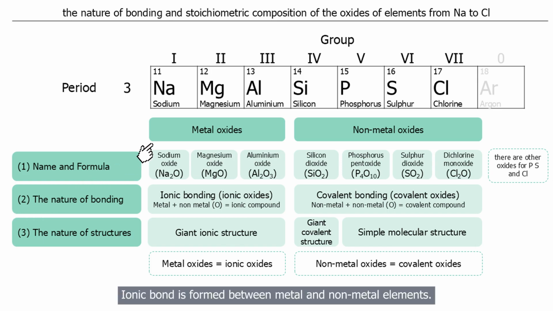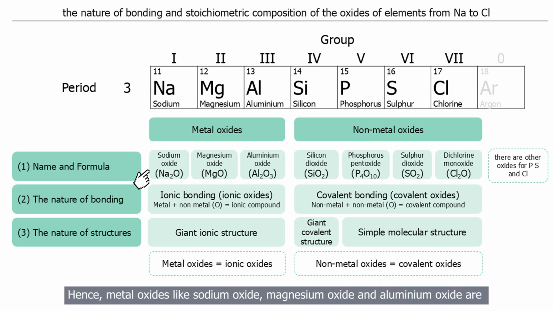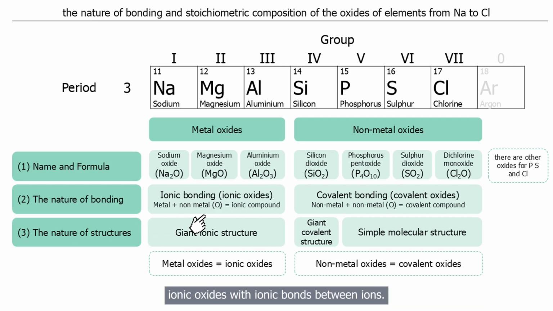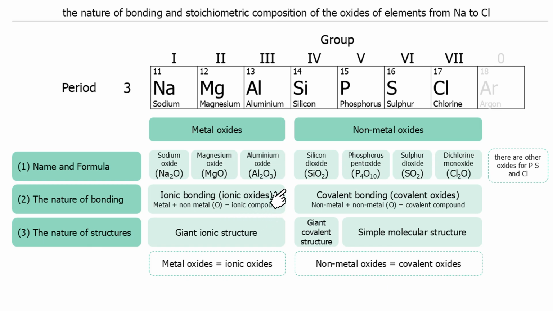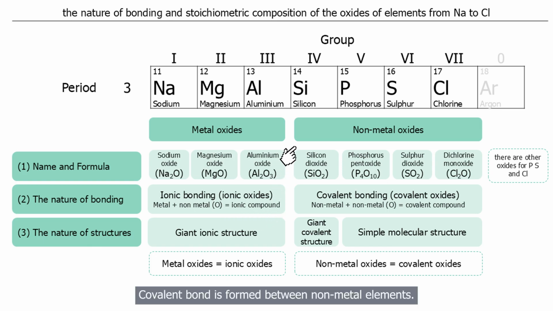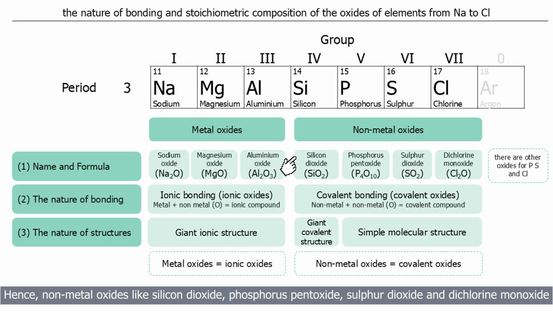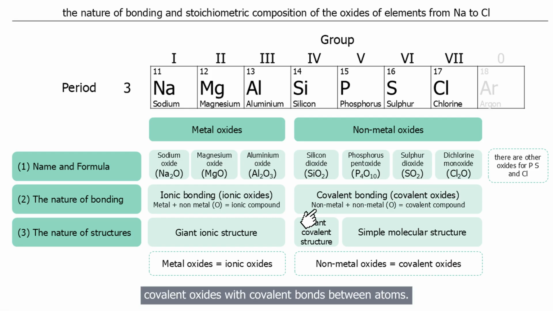Ionic bond is formed between metal and non-metal elements. Hence, metal oxides like sodium oxide, magnesium oxide, and aluminum oxide are ionic oxides with ionic bonds between ions. Covalent bond is formed between nonmetal elements. Hence, nonmetal oxides like silicon dioxide, phosphorus pentoxide, sulfur dioxide, and dichlorine monoxide are covalent oxides with covalent bonds between atoms.